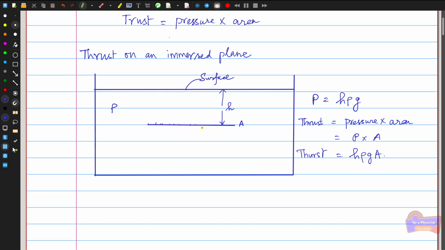Suppose you consider the same plane, but it is not in the horizontal position, rather it is in an inclined position. Then each and every point in the plane has a different height from the surface. That means the pressure varies with respect to the depth of the points inside the liquid, so correspondingly the thrust will also vary. So now we are going to find out the thrust on this immersed plane when it is positioned in an inclined position.